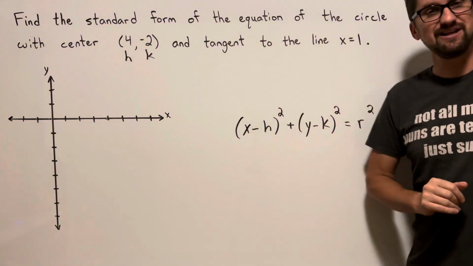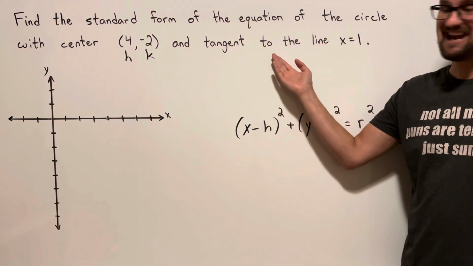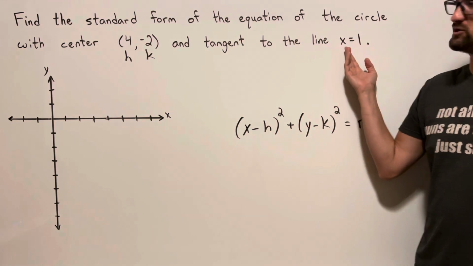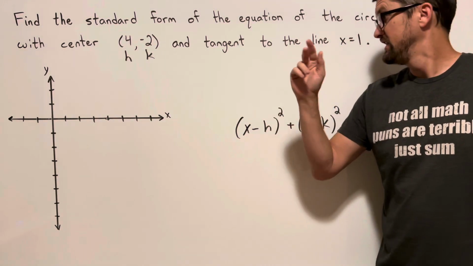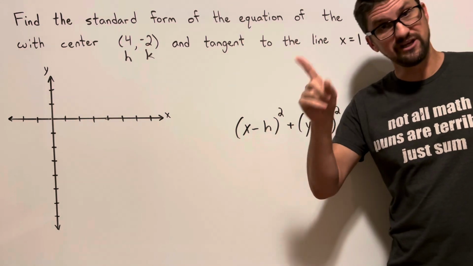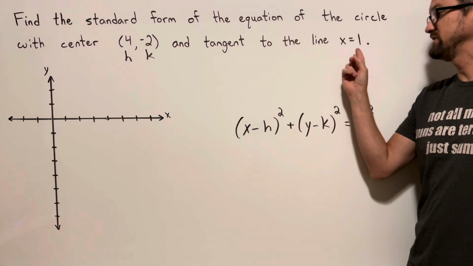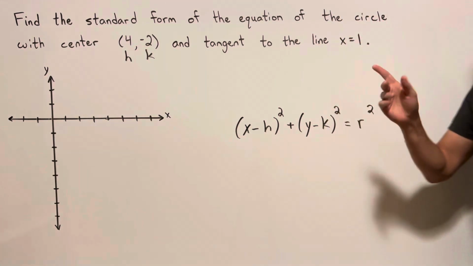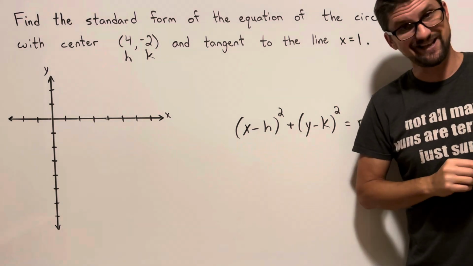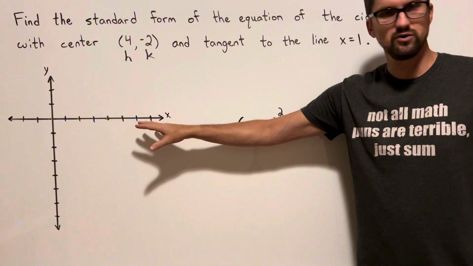And we're going to get the radius of the circle with the information that the circle is tangent to the line x equals 1. Now, tangent means that the circle is going to be touching this line only in one location. You need to also know that x equals 1 is a vertical line crossing through 1 on the x-axis. All right, so I have a Cartesian coordinate system here.